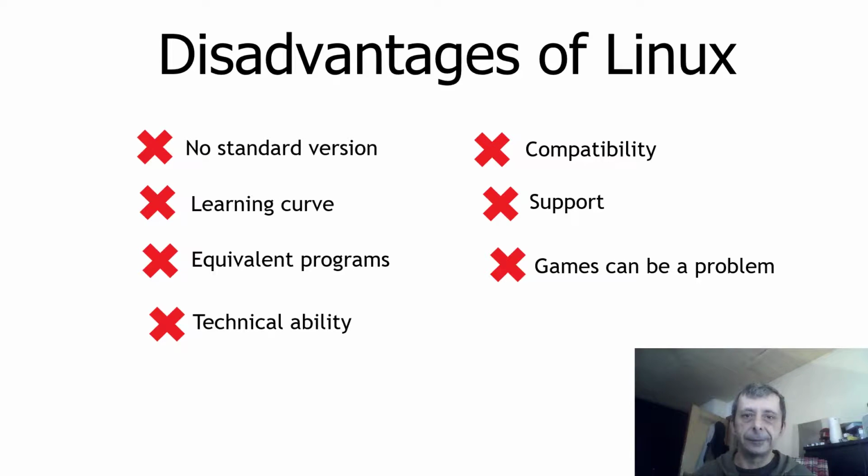Equivalent programs. There are equivalent programs for nearly, and I say nearly because not everything, but nearly every program that's available for Windows or Mac. And they're equivalent. They aren't the same programs. So you can't get Word, you can't get Excel, you can't get Photoshop, you can't get all those sorts of programs, which to a lot of people is a real deal breaker.